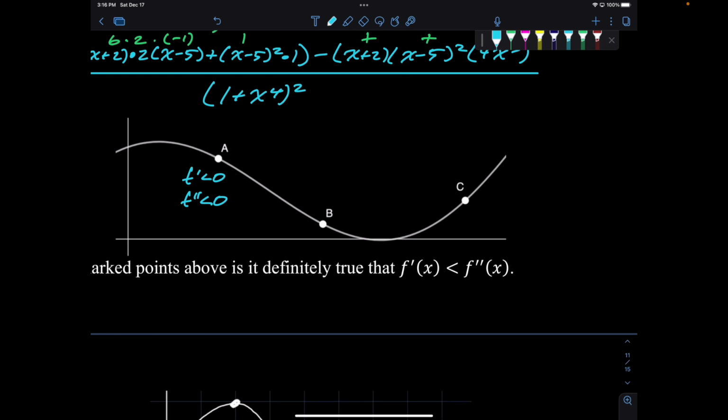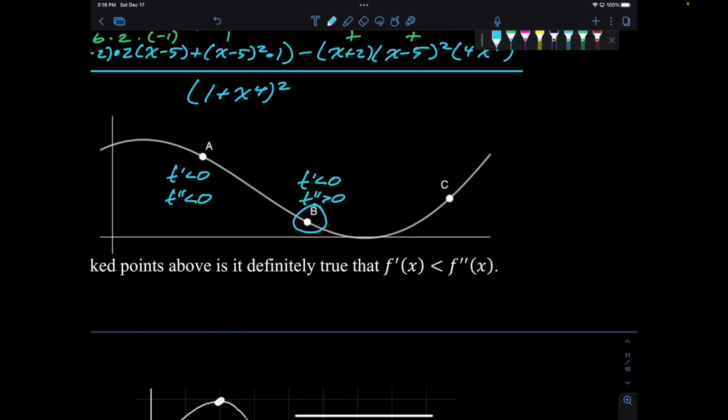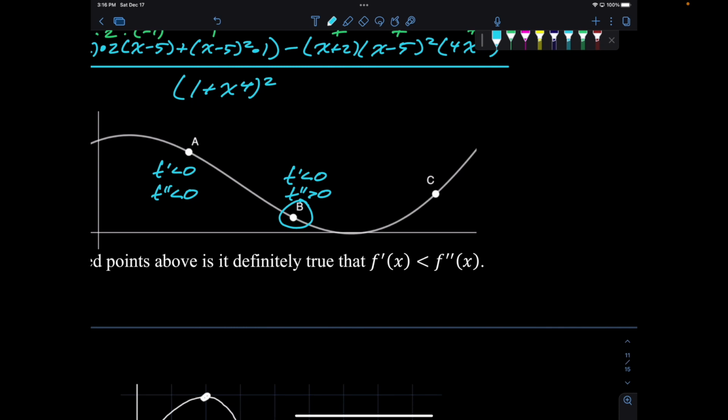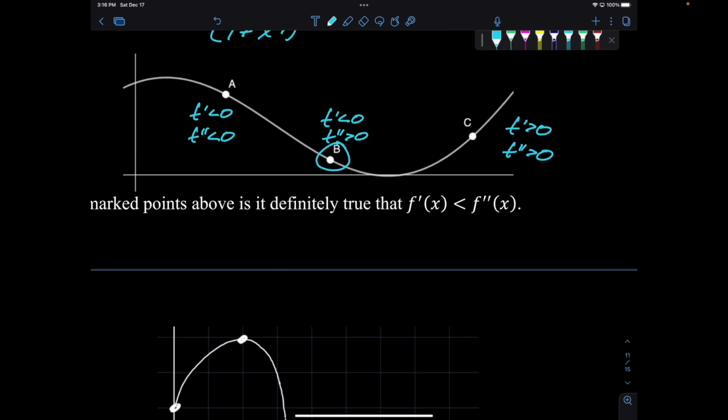At B, f prime is less than 0, definitely, because we're decreasing. But we're concave up, so f double prime is greater than 0. So it is definitely the case that f prime is less than f double prime here. So this is definitely an answer, but maybe C also works. At C, you're increasing, but concave up, so that is not an answer. So I think that the only answer is B.